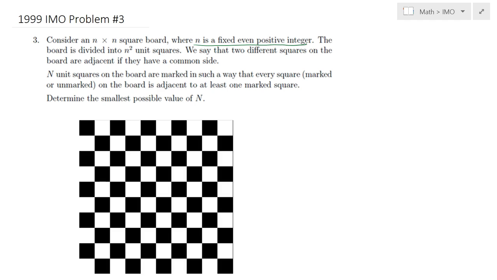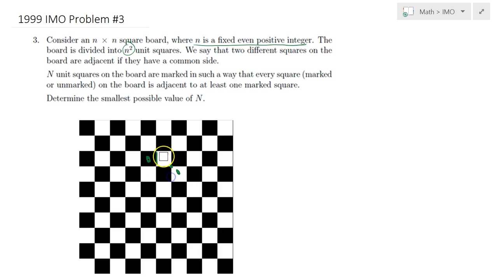The board is divided into n² unit squares, and we say that two different squares on the board are adjacent if they have a common side. For instance, this and this are adjacent because they share a common side. However, this one and this one are not adjacent because they are only sharing a vertex but not a side.